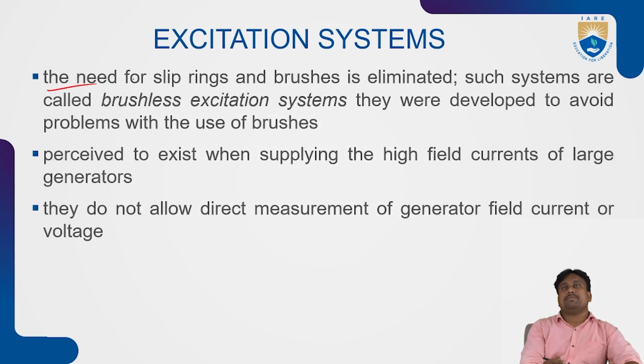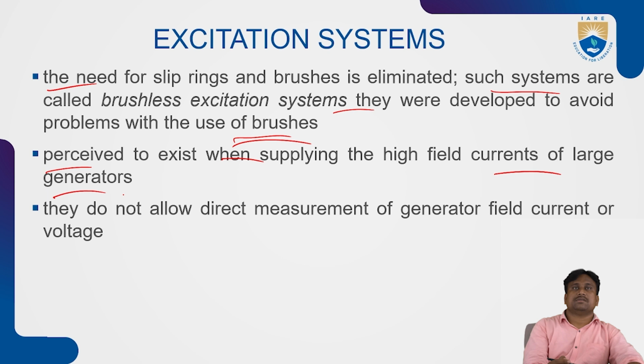So here the need for slip rings and brushes is eliminated. That means such systems are called brushless excitation systems. They were developed to avoid the problems with the use of brushes. Sometimes we may expect sparks, and the brushes may be burnt out or blown. That's why we have to eliminate the brush concept, which is perceived to be necessary when supplying the high field currents of large generators. So they do not allow direct measurement of the generator field current or voltage.